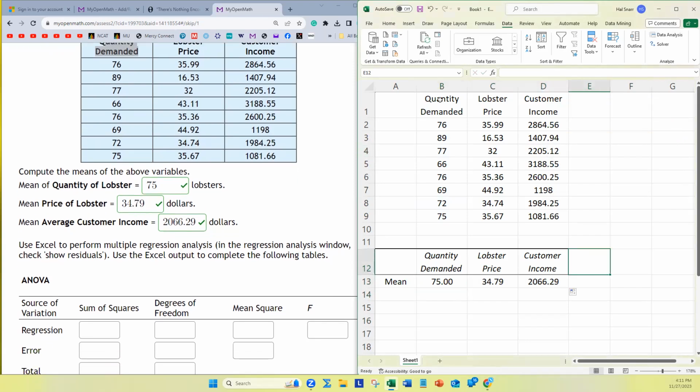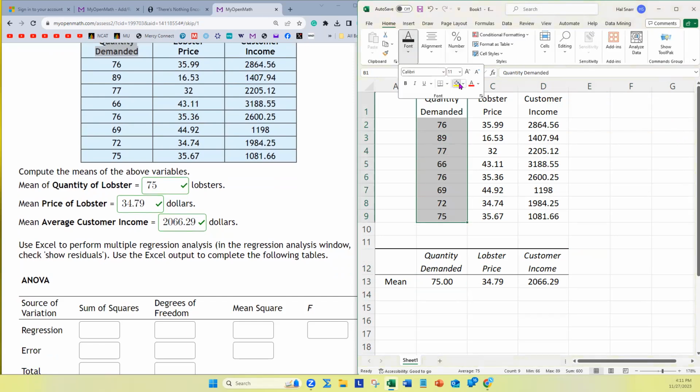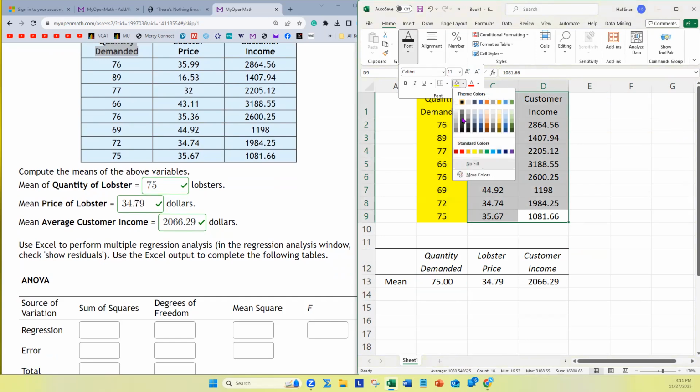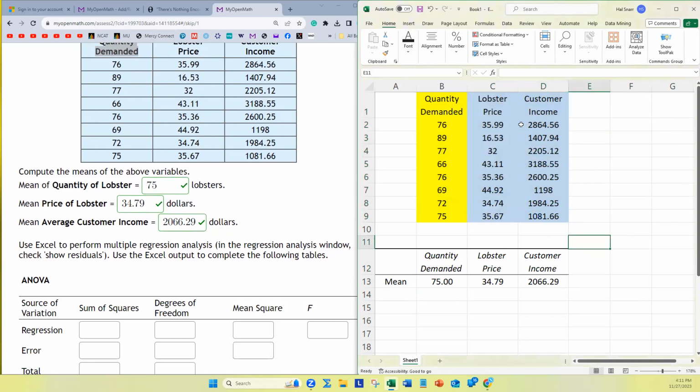Cool. So I'm going to color code this. I'm going to make this yellow. I'm going to make these two light blue. The reason I did that is because I want to make it explicit that we want to predict quantity demanded. How much our consumers want to buy from us, how much they're demanding from us, right? We want to predict that. Why do we want to predict that? Because we need to know how much lobster to buy from the fresh market each day, right?